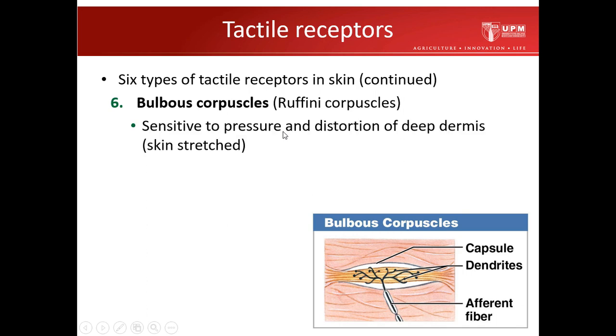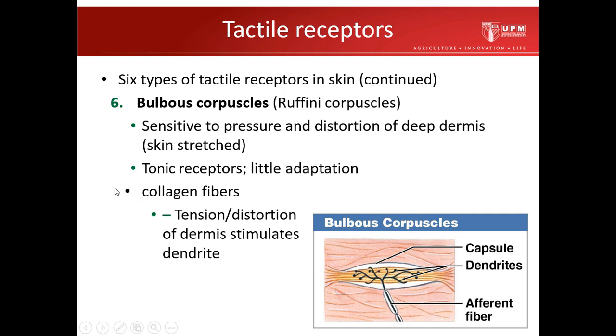This type of receptor is sensitive to pressure and distortions of the deep dermis, for example when your skin is stretched. These receptors are tonic receptors and show very little adaptation.